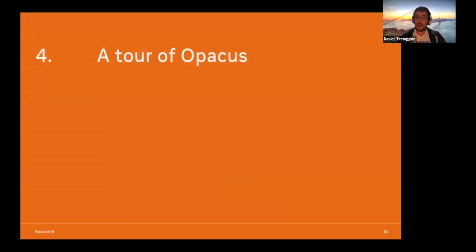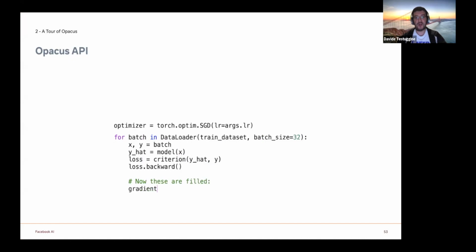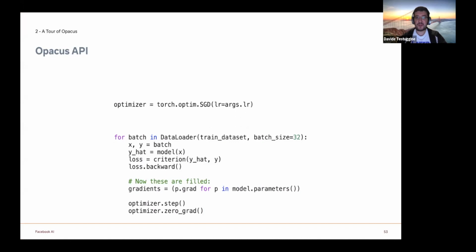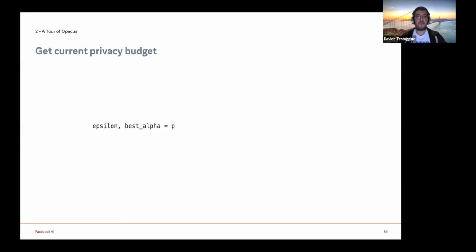And finally, let's go over a tour of Opacus before switching and playing on the Colab a little bit. So this is going back again to the training loop that we saw over and over. This time though, instead of messing with the training loop, all that Opacus requires you to do is to define a privacy engine here and attach it to the optimizer. That's it. Everything else is gonna work. And if you want to compute your current privacy epsilon, we got you covered as well.